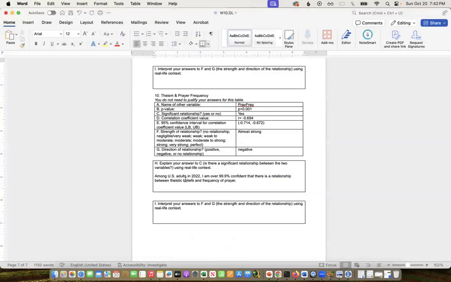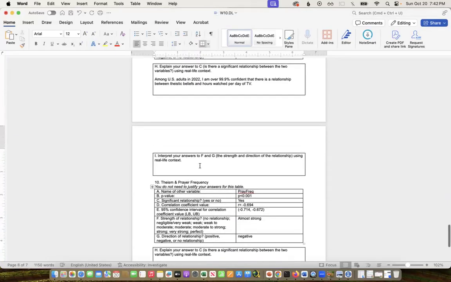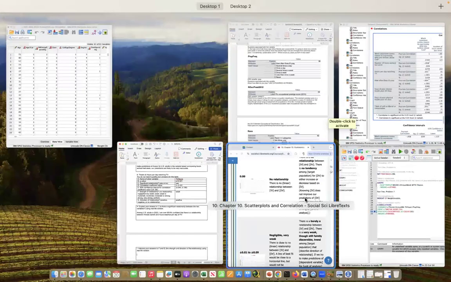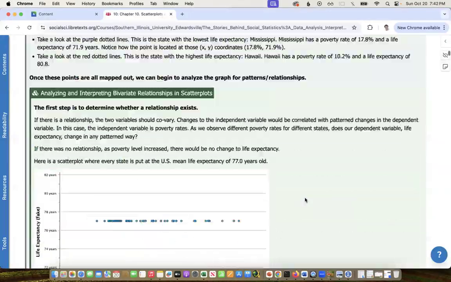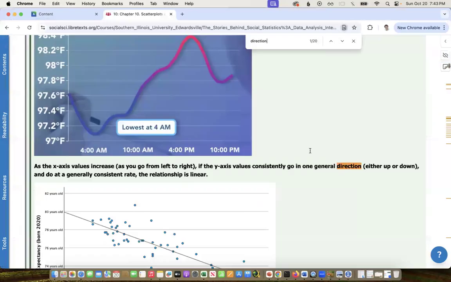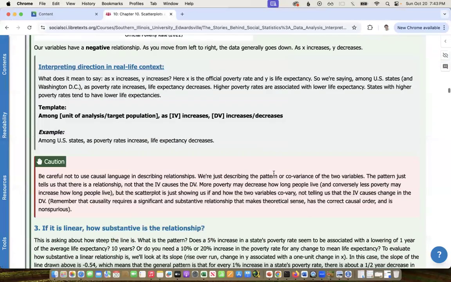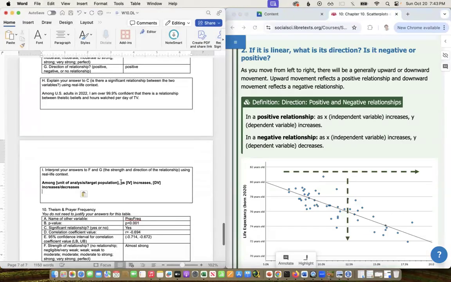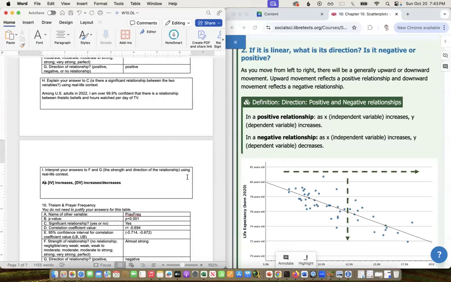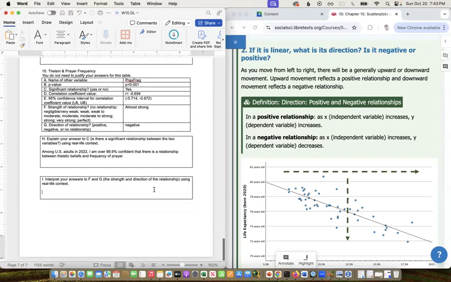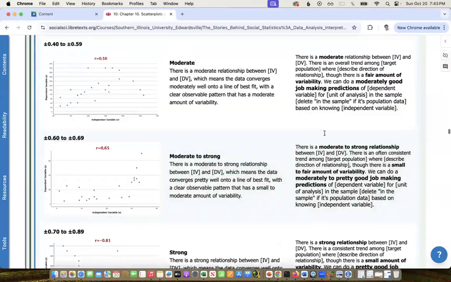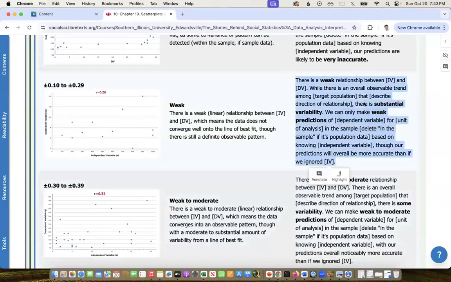Okay, so anyway, last two things we need to do are interpreting strength and direction. So again, if I take my direction template, and we're going to name the unit of analysis or target population. So this is my direction. And then this one was weak. And so I'm going to go to here and use this template.